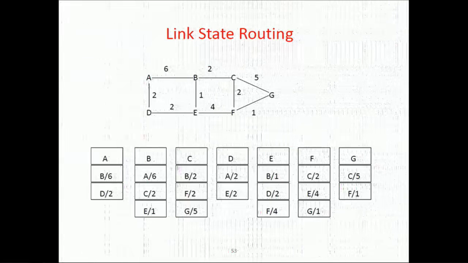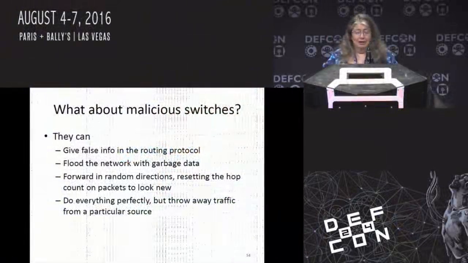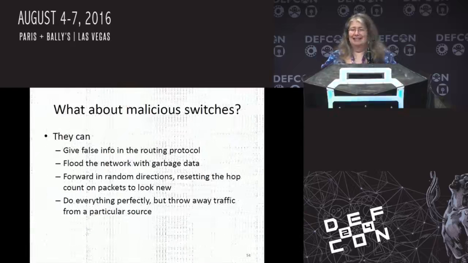So that's a common routing algorithm, and the reason I'm telling you this is I'm basing the resilient routing on this. So what can a malicious switch do? It can give false information in the routing protocol. It can claim to be connected to someone it's not. It could flood the network with garbage data. It could forward data in random directions, resetting the hop counts so things look new, or it could do everything perfectly, but it doesn't like you, so it throws away your packets.